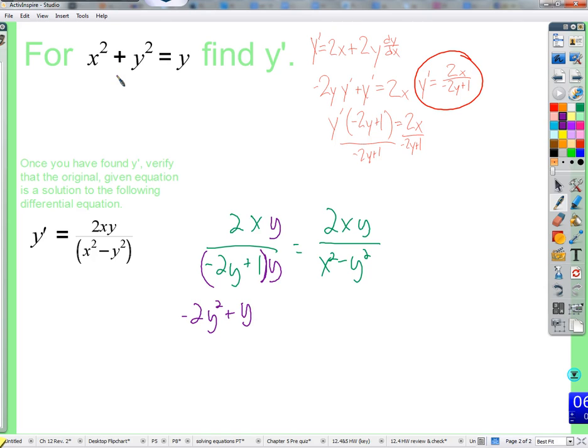Let's see if we replace this y with that, if that might help us out. Negative 2y squared plus x squared plus y squared. So we got the x squared, and negative 2y squared plus y squared is minus y squared. So we got x squared minus y squared. It's got 2xy over x squared minus y squared.